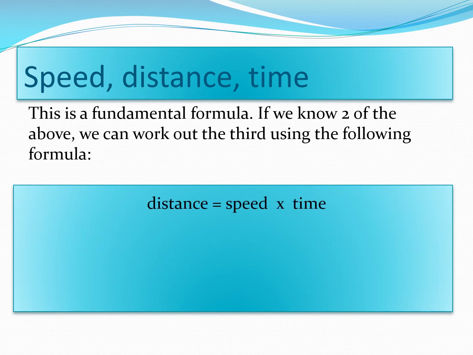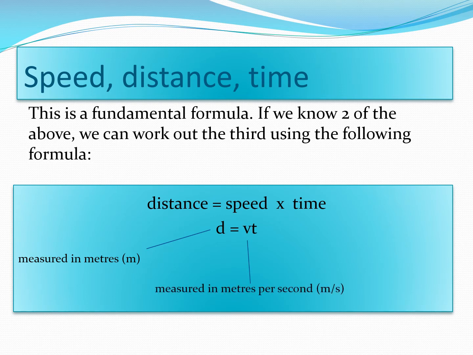Now, as you know, the formula is distance equals speed times time. And if you know two of those, you could rearrange your formula to work out the other one. Instead of writing it all out, we can just do d equals vt, where d is your distance measured in meters. v is measured in meters per second because it's a speed, and t is measured in seconds. Now, you are not told the units. You need to remember those because remember in physics, the unit is just as important as the actual value you've got at the end, and you're going to be throwing away that last mark if you don't include your units.